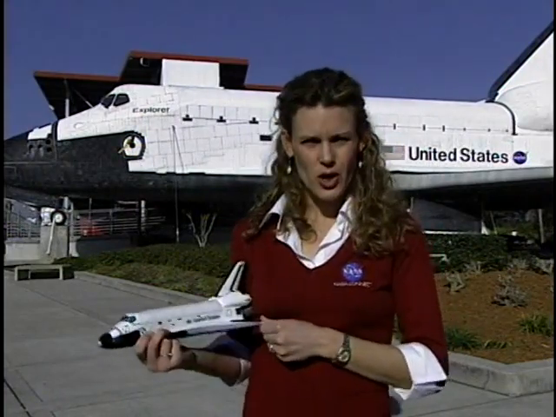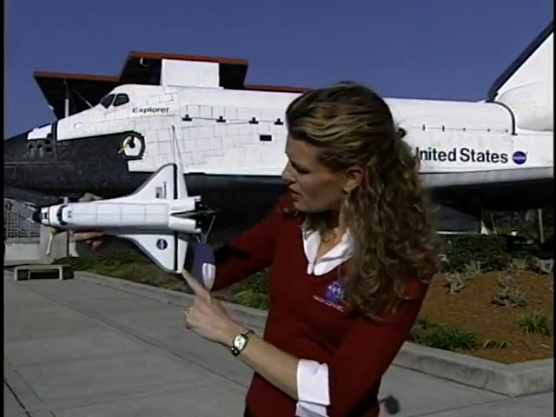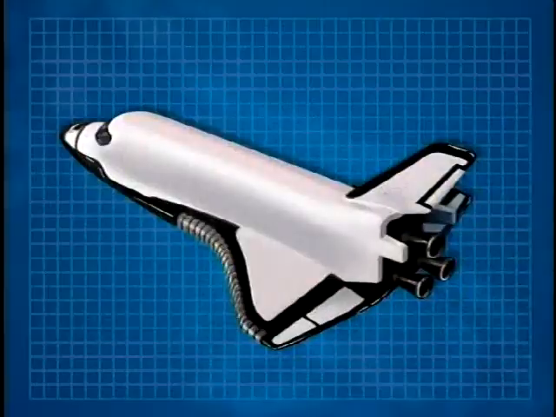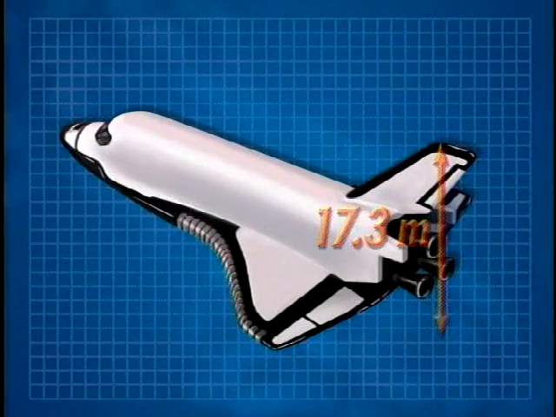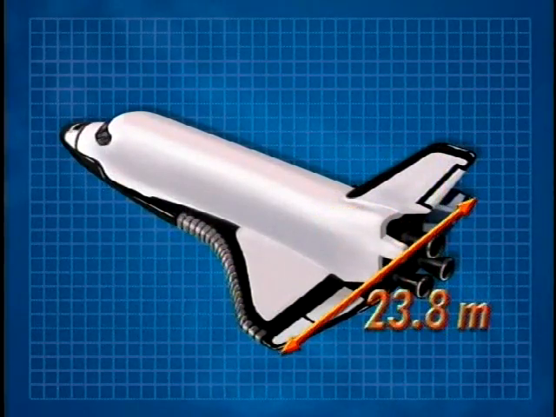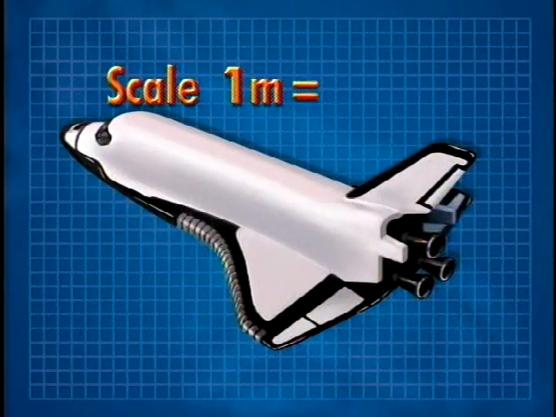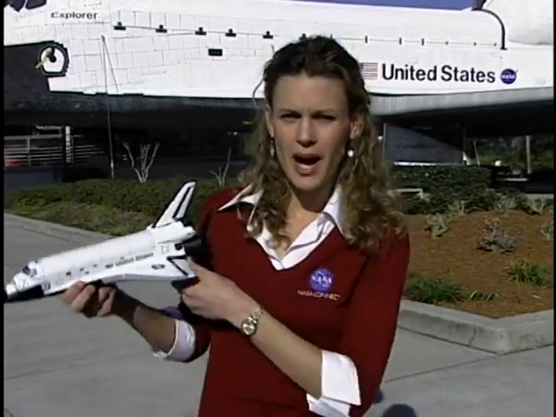So now it's your turn to calculate the height and the width or wingspan of the shuttle model using the given scale. Remember, the height of the actual shuttle is 17.3 meters. The width or wingspan is 23.8 meters. And the scale is 1 meter equals 100 meters. It's now time to pause the program to calculate the height and width of the shuttle model. So guys, how did you do? Let's check your answers with mine.